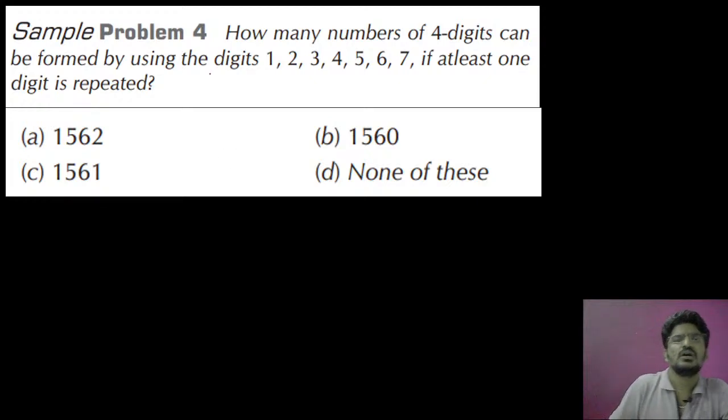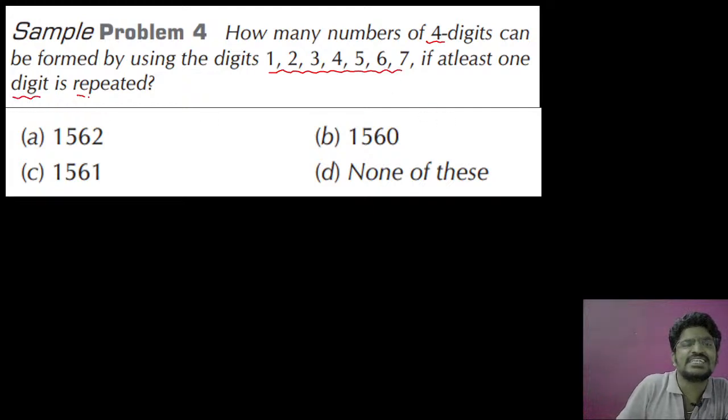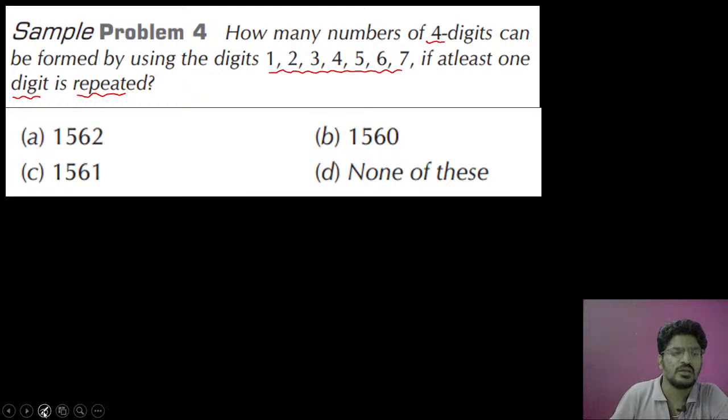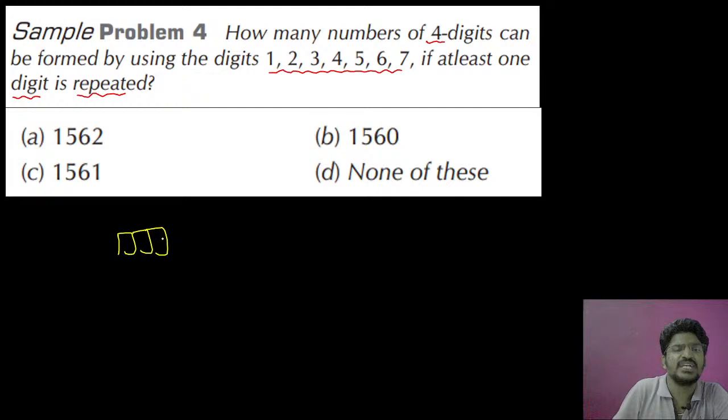See this. How many 4-digit numbers can be formed by using 1, 2, 3, 4, 5, 6, 7 such that at least one digit is repeated? Are you getting my point? So now you just see, you have to make a 4-digit number.